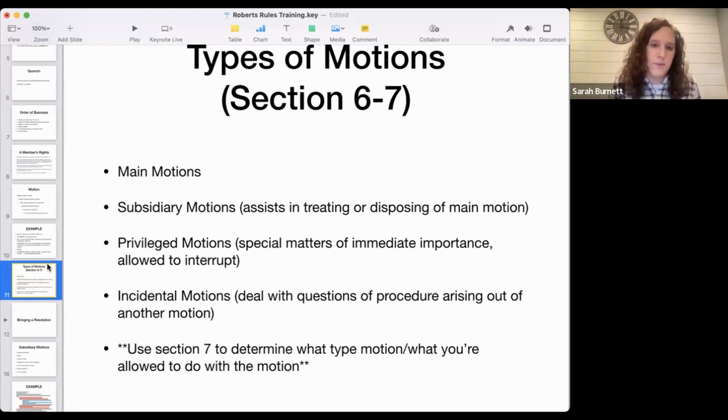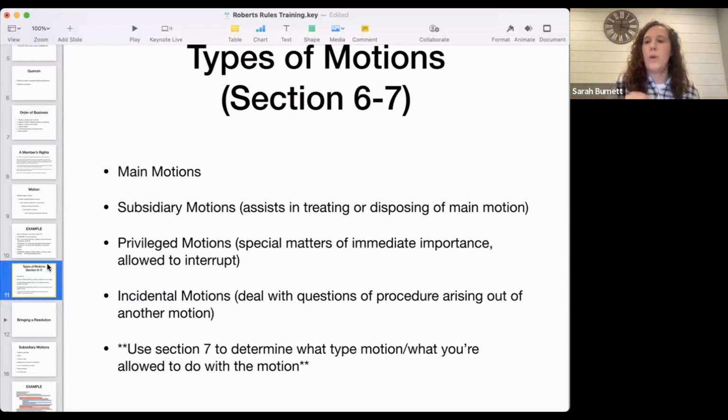covers the different types of motions. So there's 4 types of motions. First is the main motion. What I just demonstrated, that's a main motion. A main motion is a motion whose introduction brings business before the assembly. It can only be made when nothing else is pending, and it ranks lowest in the order of precedence. The reason it technically ranks lowest is because all the other motions sit above it to help accomplish it and to help the assembly do business. So that's a main motion.